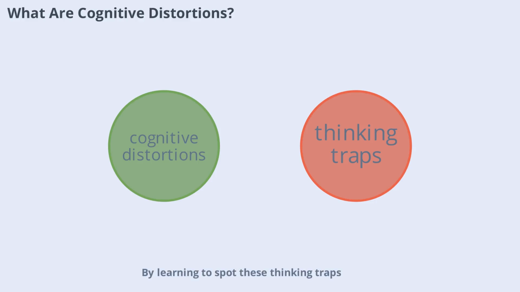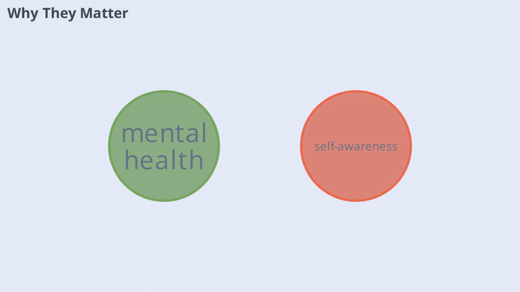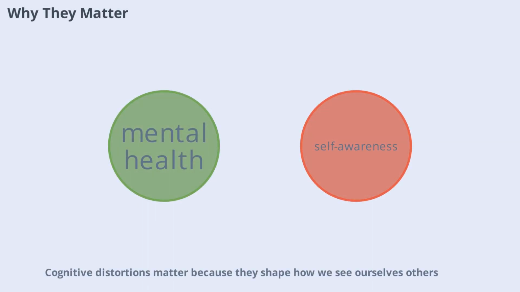By learning to spot these thinking traps, we can start to challenge and change them, leading to healthier thoughts and feelings. In this video, we'll explore the most common types of cognitive distortions and how to recognize them in everyday life. Cognitive distortions matter because they shape how we see ourselves, others, and the world.